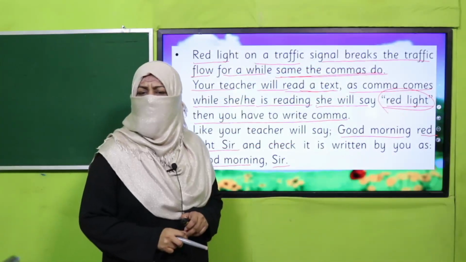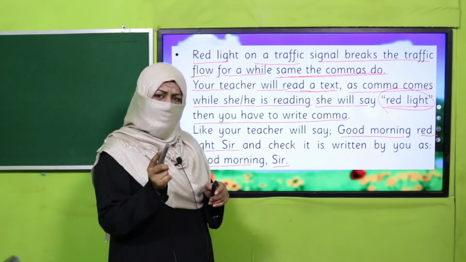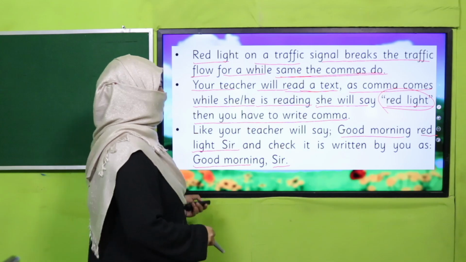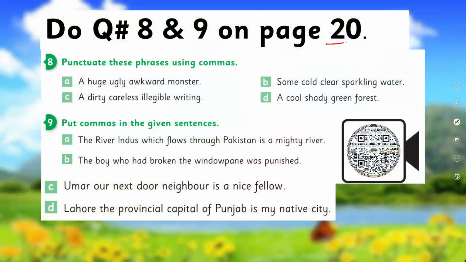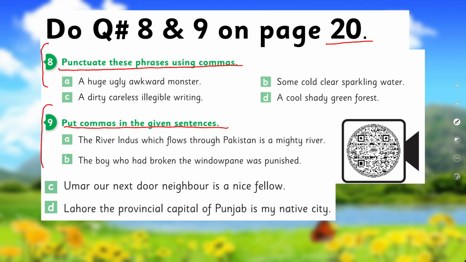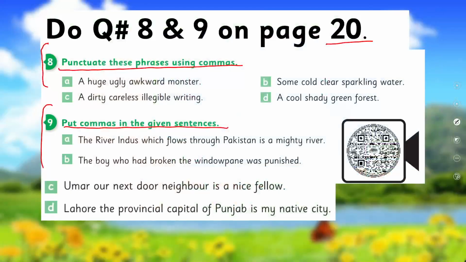Yes, my dear students, you have placed all the commas, you decoded red light into commas. Good job, you are smart. So now it's your practice time from your book. Open your book on page number 20 and you will do question number 8 and 9. What you have to do, punctuate these phrases using commas and put commas in the given sentences. Okay, so pause the video and enjoy this exercise.